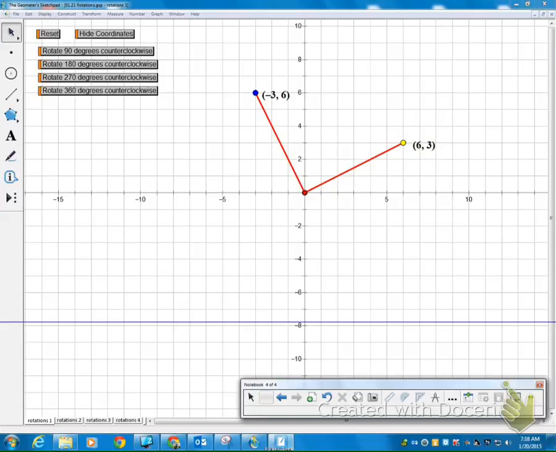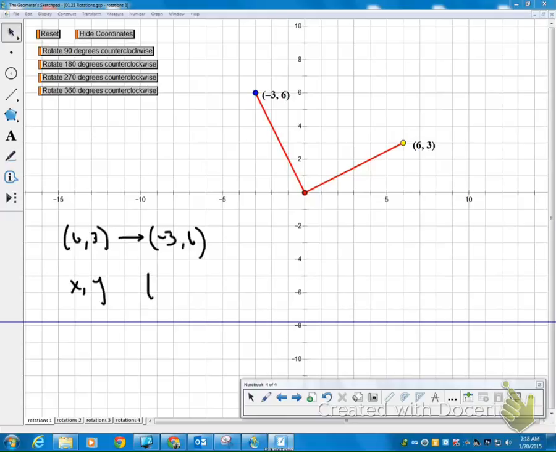Now this is all about finding a motion rule. So I want to see, well, what happened from the first one to the second one? Well, I started at (6, 3), and I moved to (-3, 6). So if we're looking at what happened here, first thing that I noticed is my numbers switch places. I went from a 6 to a 3 to a 3 to a 6. So I can say that I'm going to go from (x, y) to at least (y, x).